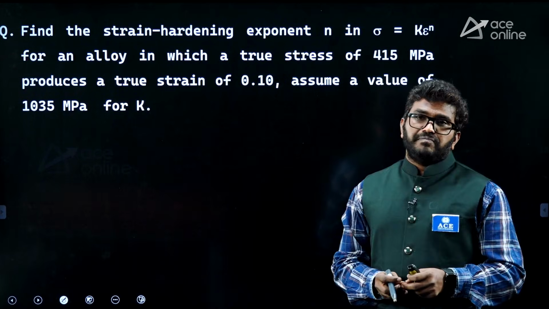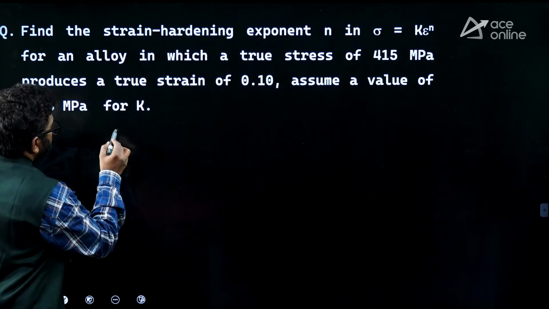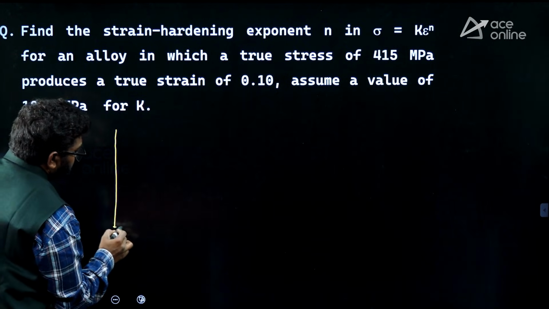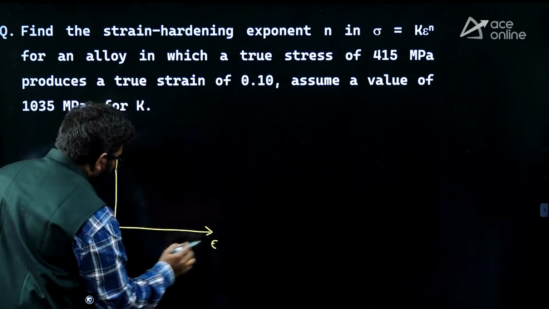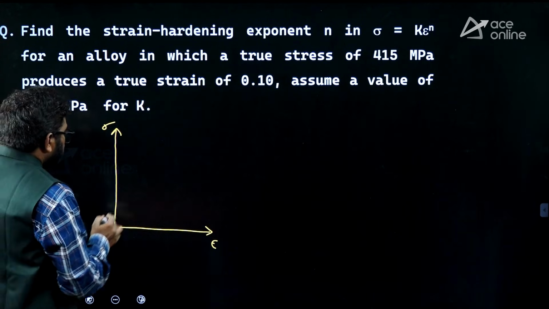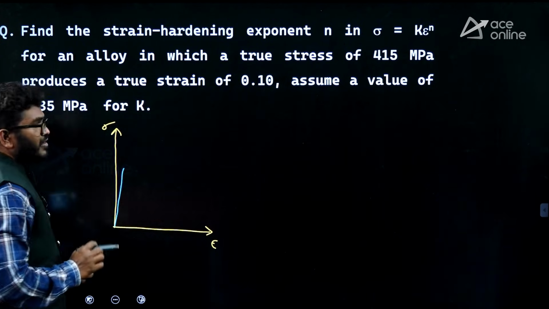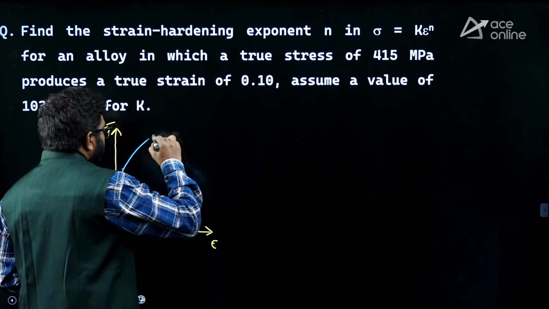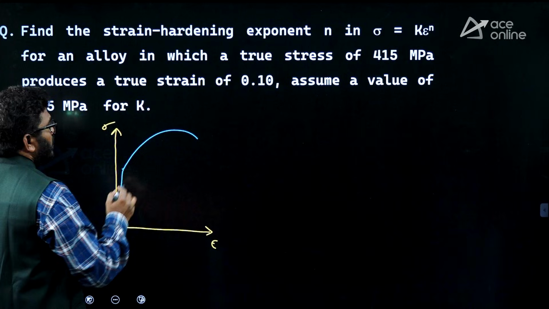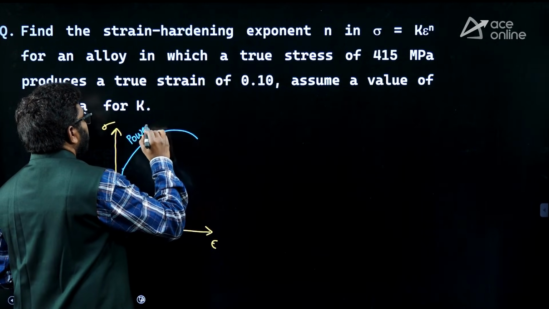1035 megapascal. So, see, actually, listen, if I consider the engineering material, up to the elastic limit, the engineering material follows Hooke's law. It's a linear line. But after the elastic limit, the material follows a parabolic line. In this region, material follows power law.